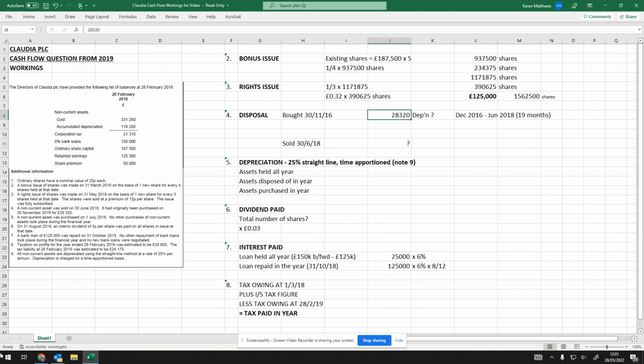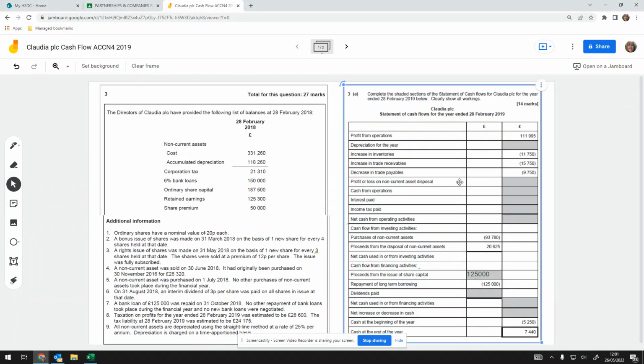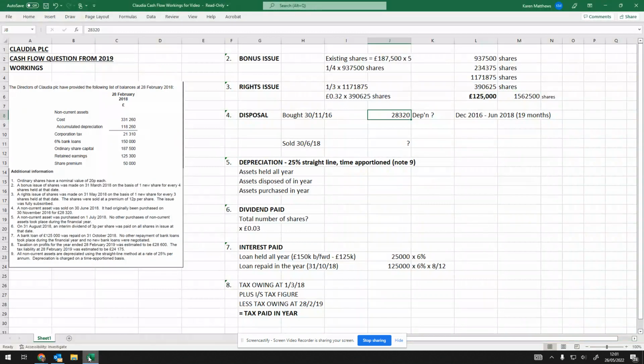Now, what we need to do is, because if you remember the statement of cash flows have been partially completed, we may find, and here it is, look, under cash flow from investing activities, it tells us we've got proceeds from the disposal of non-current assets. So the actual sale proceeds were 20,625. So we can put that in on our spreadsheet here. So that's the sale proceeds, if you like. What we need to do, though, is find the net book value.